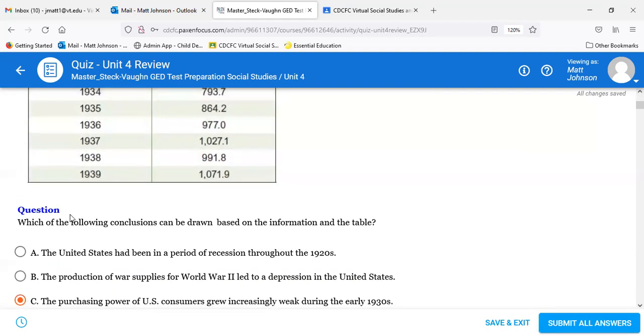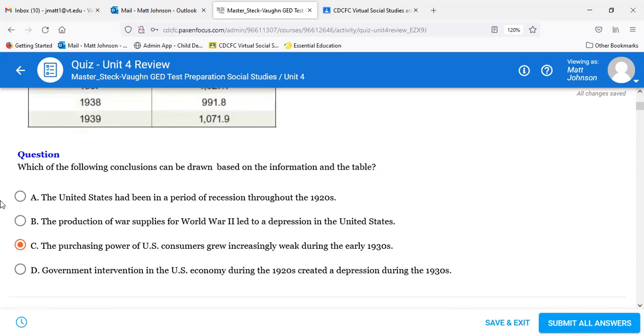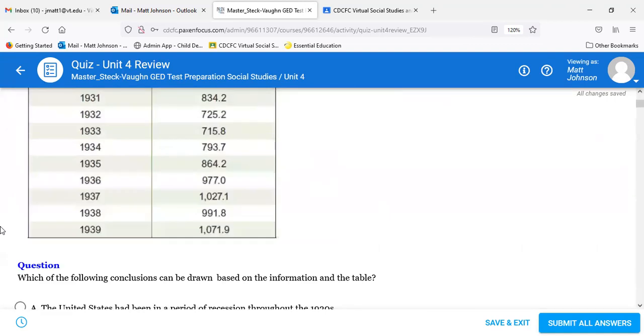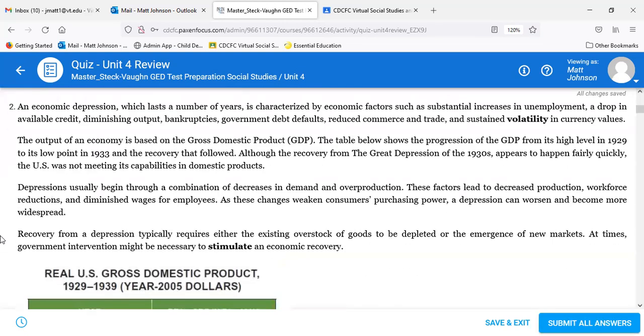Well, by 38, 39, our wartime production was increasing, even though we were not entering the war yet. And actually, a lot of times wartime production will help lift a country out of recession or depression because of that increased stimulation of the economy. But that leaves C there, right? Thinking about depressions and recessions, it's always weakening a consumer's spending power. So C for 1 and 2, right? We've got the same passage.